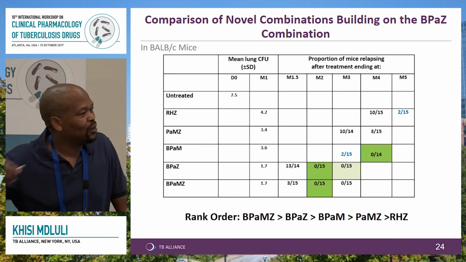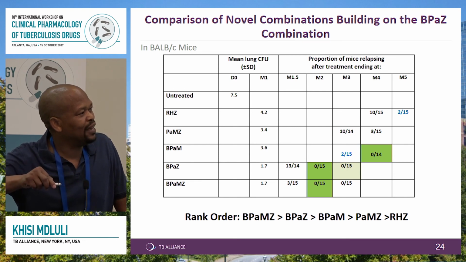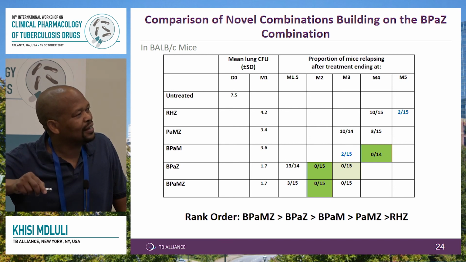So I'm just going to very quickly show you that if you take BPAMZ, which I just told you about, look at its efficacy. It cures about 12 out of 15 mice after 1.5 months of therapy, versus what would happen if you don't have pyrazinamide there. I just told you that pyrazinamide makes everything better. Again, these 2 regimens, BPAZ and BPAMZ, are really good regimens.